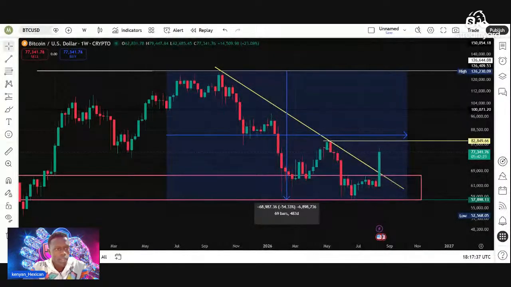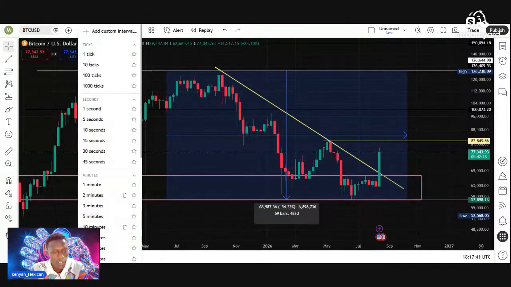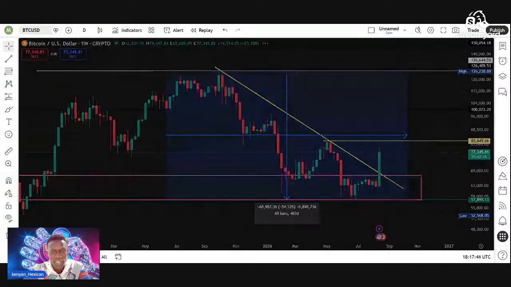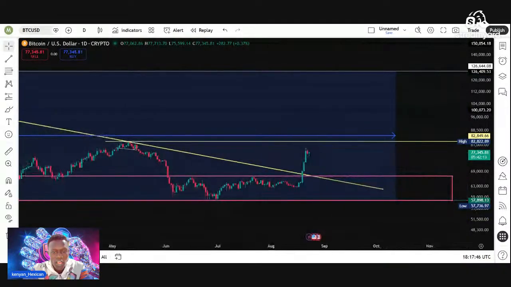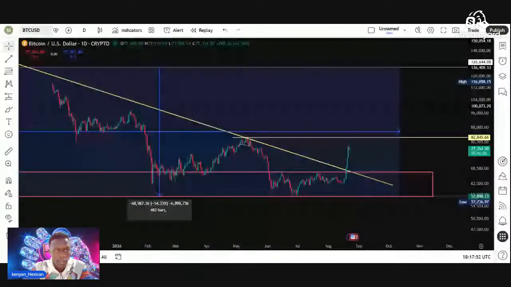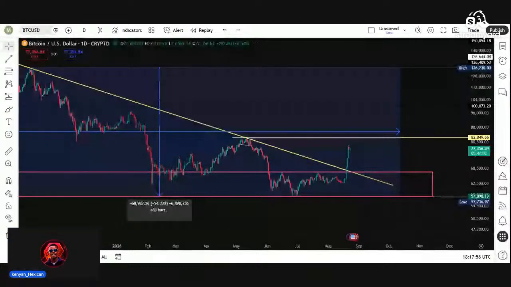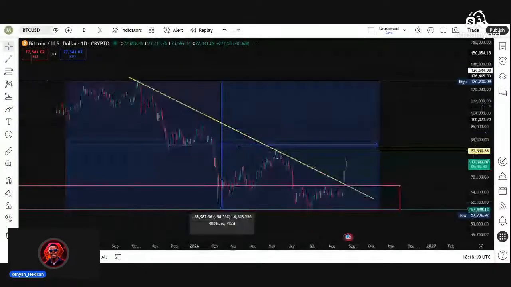Now let me go back. Maybe let me go to a smaller time frame, which is the daily time frame. So this is the daily time frame for Bitcoin. Let me remove this because it's distorting my appearance. So this is how Bitcoin has been performing.